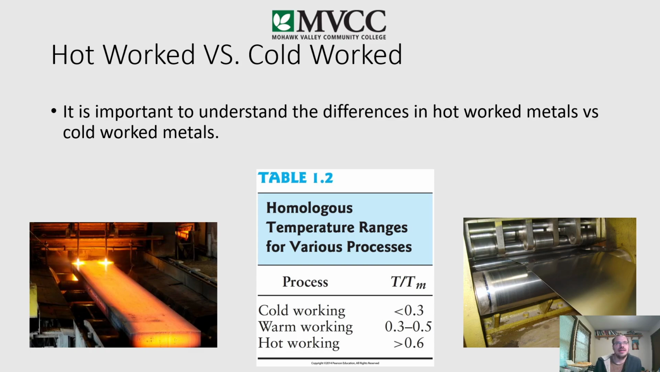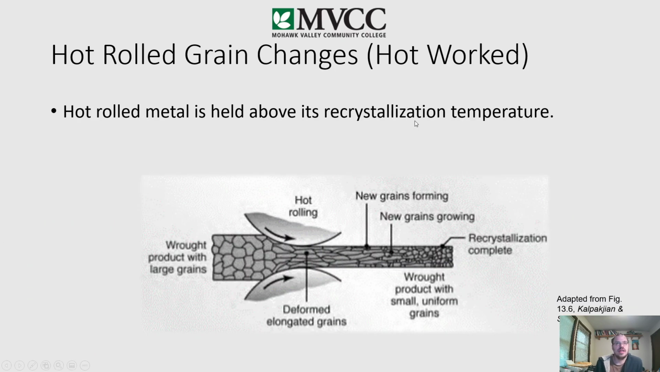Now, why does that matter? We'll see why that matters here. Hot worked grains and cold worked grains end up forming differently. One of the main things here is when those crystal structures form and create new growth. So the hot rolled metal, or hot worked items, is held above its recrystallization temperature, so that's that range. Typically when you're hot working something, when it cools, it's been above that recrystallization temperature.